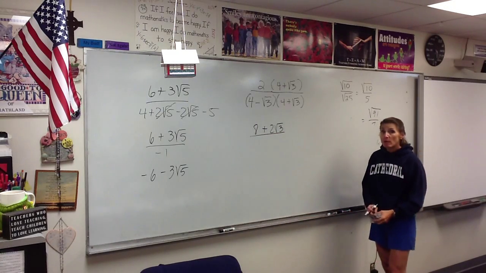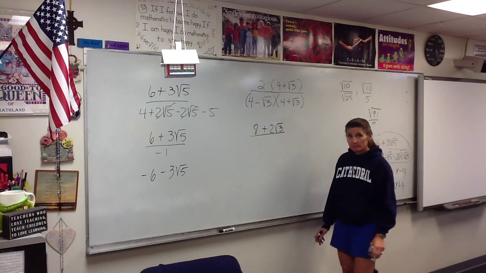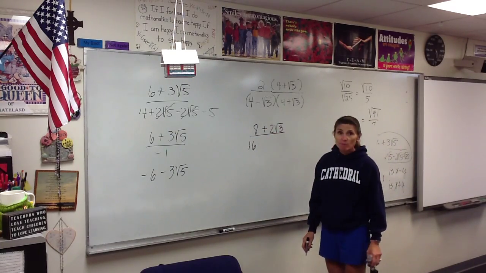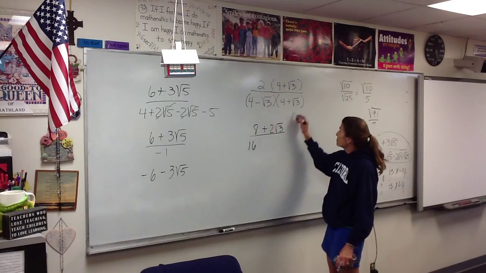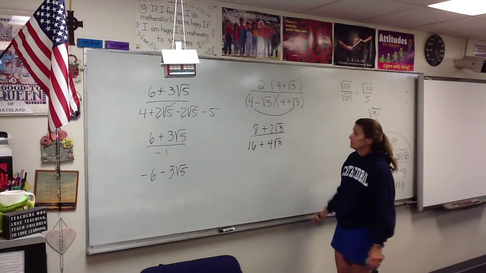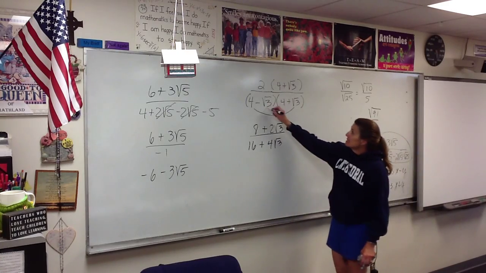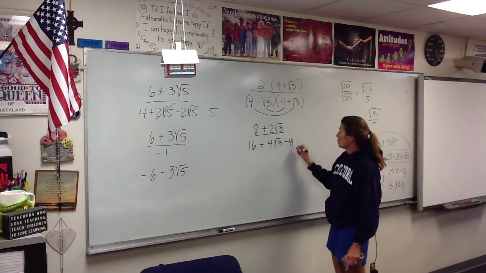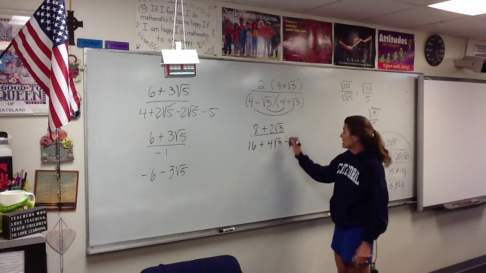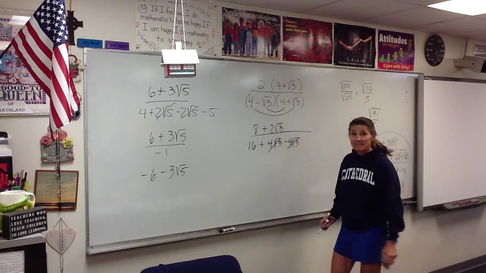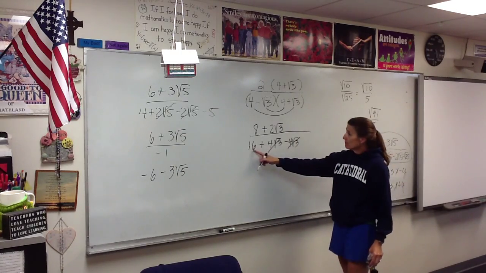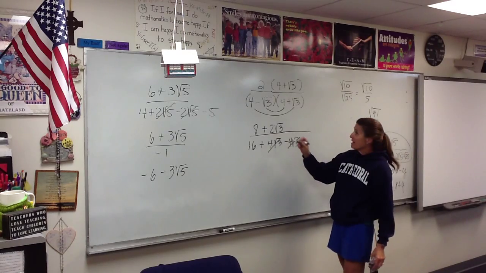Now on the bottom, here we go. We're going to FOIL. First, 4 times 4. Outsides, plus 4 root 3. Insides, minus 4 root 3. Are you getting excited? That's supposed to happen. That's why we do this. We want these guys to cancel and get rid of that radical. So we did first, outside, inside. Now I have to do last.